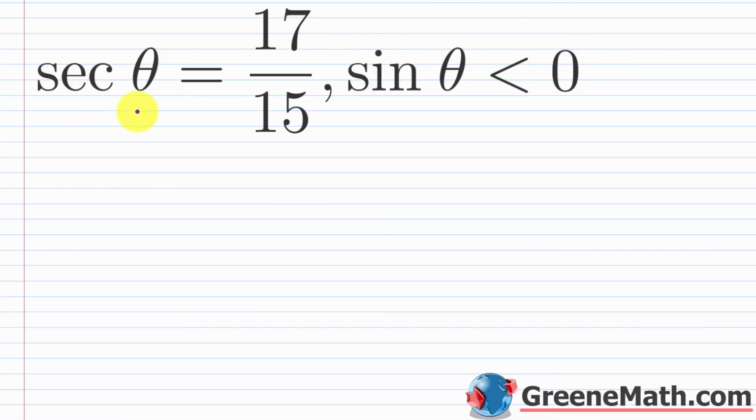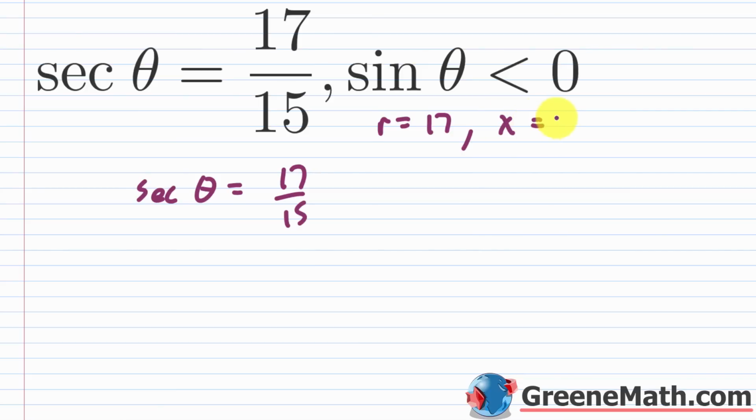So if we're given the secant of theta, the secant of theta is 17 over 15. Well, again, the secant of theta is r over x. So I can say that the r value is 17 and the x value is going to be 15. Now, the y value here will be negative because we are in quadrant 4. Now again, if you know your Pythagorean triples, you know that 8, 15, 17 is a Pythagorean triple. So you can immediately answer that this is -8 if you want to, or again, you can go through the whole thing if you're a little bit shaky on that.